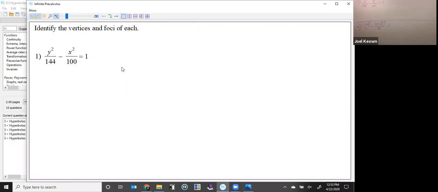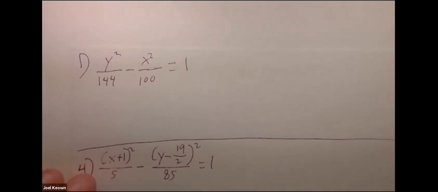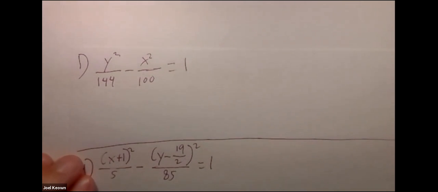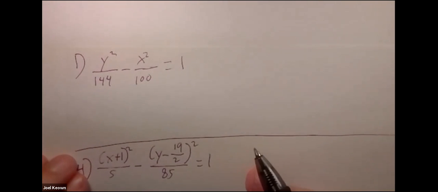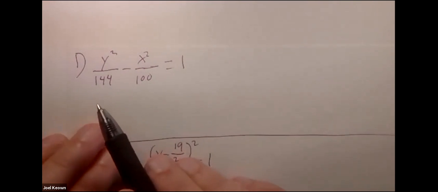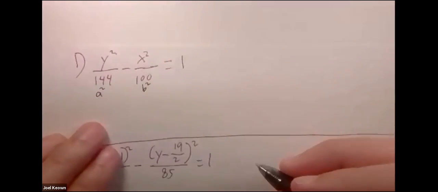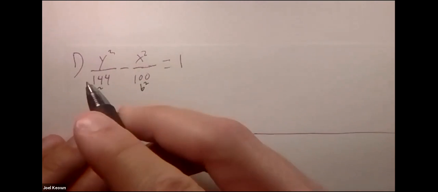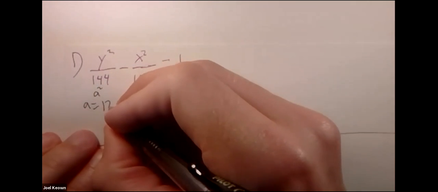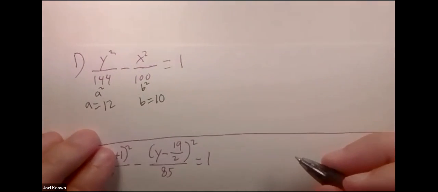We're going to look at number one first, which I've written out already. Number one, they want me to find the vertices and foci. So that's the a and the c. With these, it's actually super easy to find a and b at least. I know a has to come first, so that has to be my a squared. That has to be my b squared. So a has to be 12. b has to be 10.